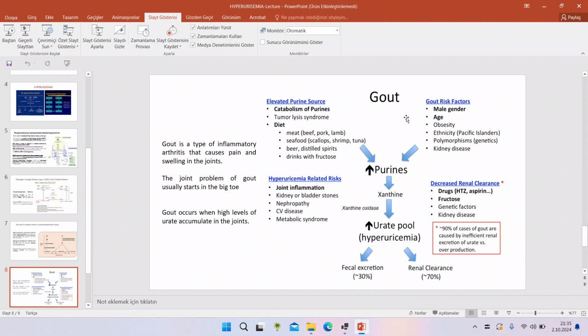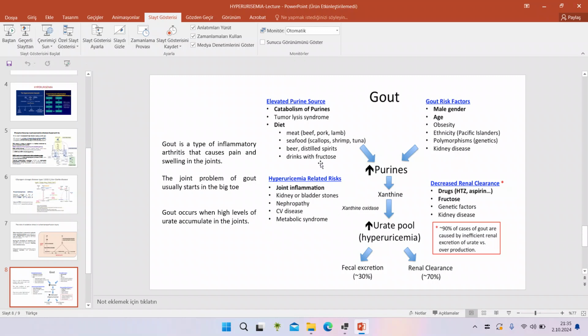has different types of risk factors, and these risk factors are so important for gout disease. For example, gender, age, obesity, ethnicity, or genetic disorders, some genetic relating to enzymatic disorders and problems, and kidney disease.